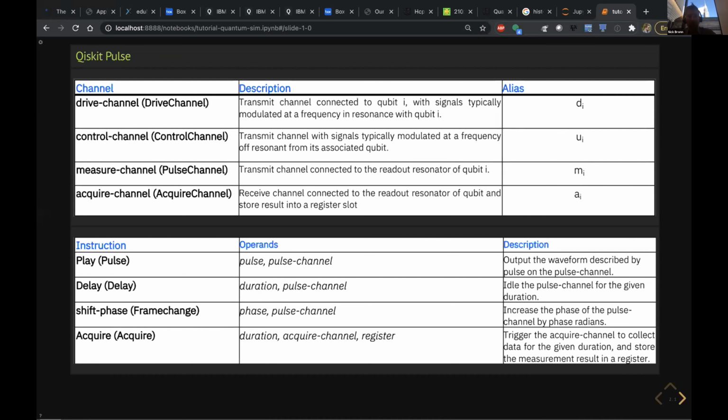And then we have an acquire, which is like a trigger that will acquire the measurement pulse on the acquire channel. And then from this raw waveform data, we can integrate it against a kernel to get a point in the IQ plane we call a shot. And then from these shots, we can discriminate them as 0, 1, or even higher order levels, for example.